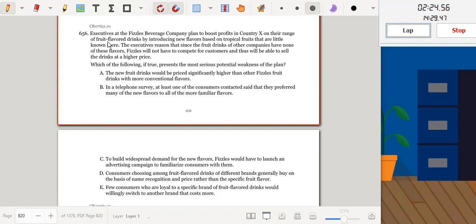You are eliminating A and B, right? In a telephone survey, at least one organization said that they preferred many of the new flavors. So this is actually producing positive results. So A should be the answer. Yeah.